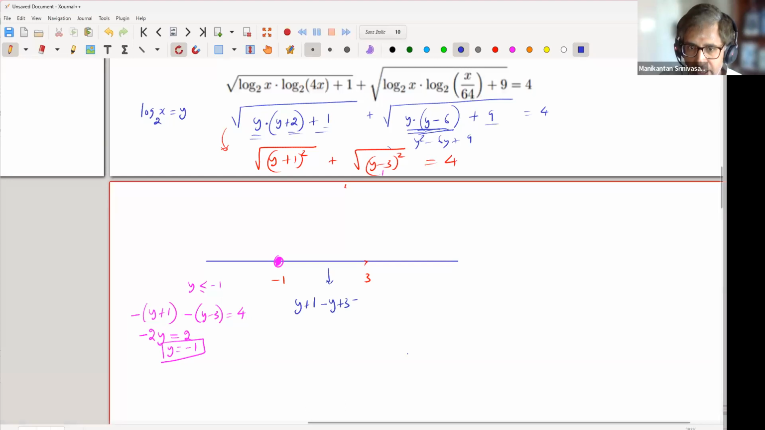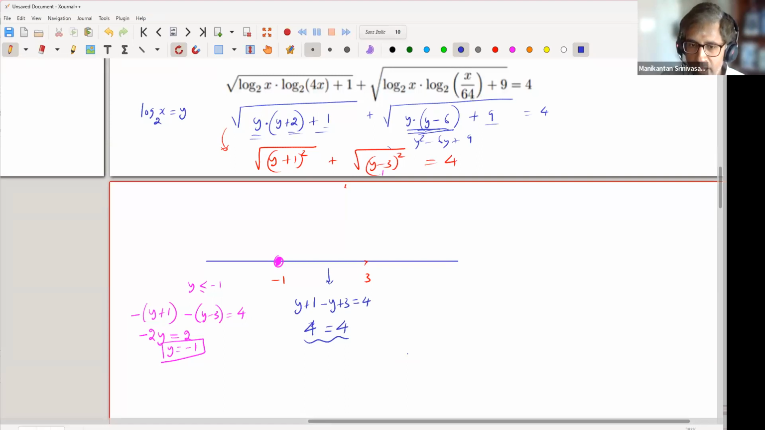So the equation that we are trying to solve is this, which is nothing but 4 equal to 4. So the question we should ask ourselves is, for what value of y is 4 equal to 4? For all values of y, 4 equal to 4, right?